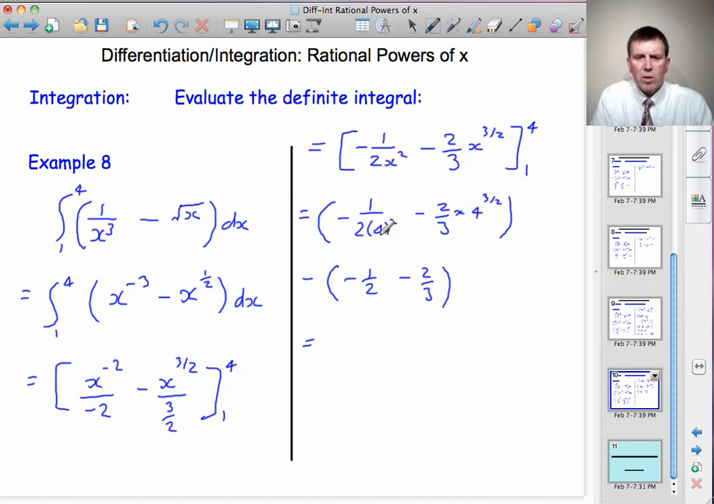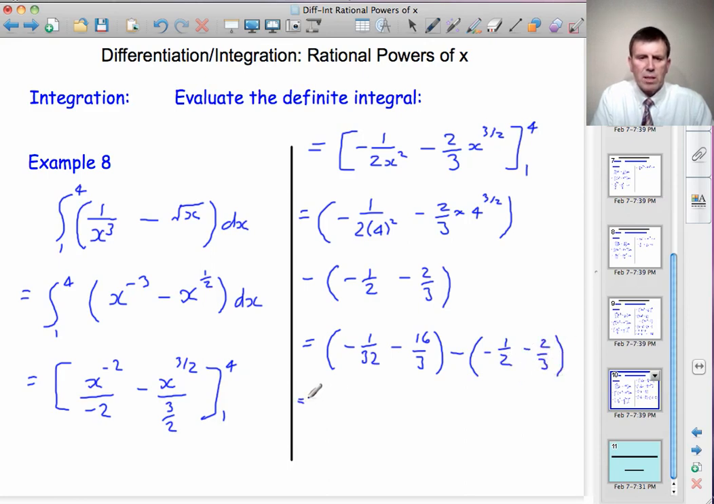The first bracket, we've got 4 squared 16 times 2 is 32, so we've got minus 1/32 at the front. 4 to the power 3 over 2. The bottom one gives you the root of 4, square root of 4 is 2, and the top one gives you the power, 2 cubed is 8. So it's 8 times 2/3, which is 16/3, and it's negative. And this second bracket, we've got minus 1/2, minus 2/3.